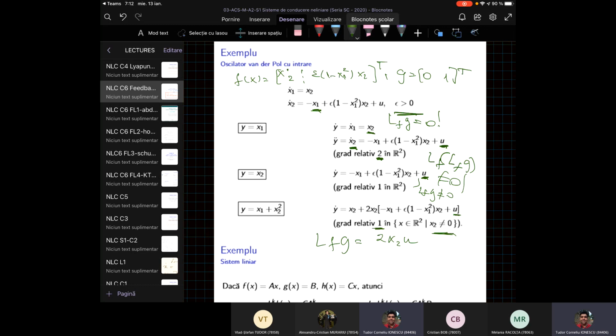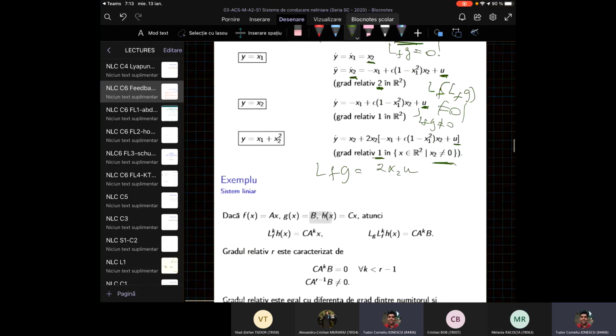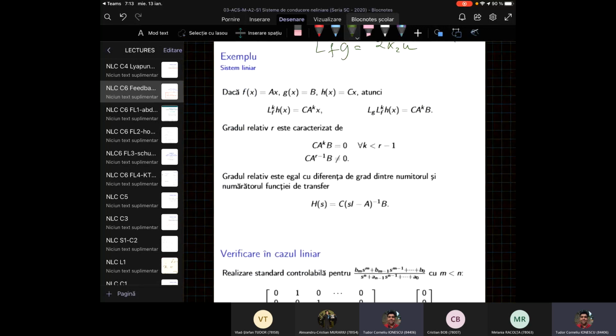Okay. All right, because if x2 is 0, then LFG is also 0. You agree? Yes. Okay. Now, let's do a linear example and see how the theory applies to linear systems. We are going to make a short study about linear systems to prove that the theory is the same, essentially. The theory is similar.